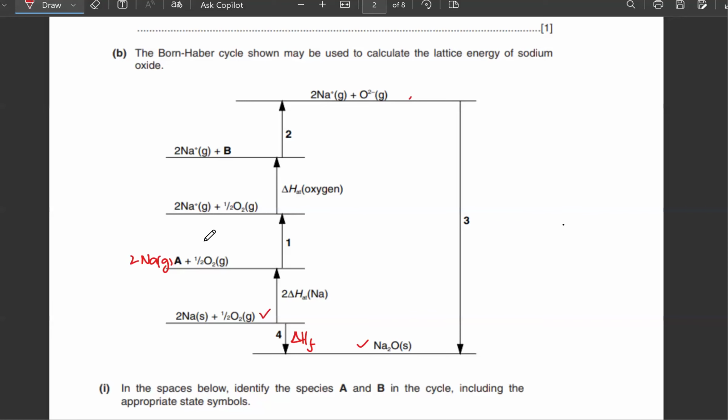Nothing is happening to oxygen. Sodium is turning into ions, right? So that's the first ionization energy of Na, and times 2, because you're doing it for 2 sodiums. Okay, is this clear? Yes, sir. So the next one, enthalpy of atomization of oxygen. So what is B then?